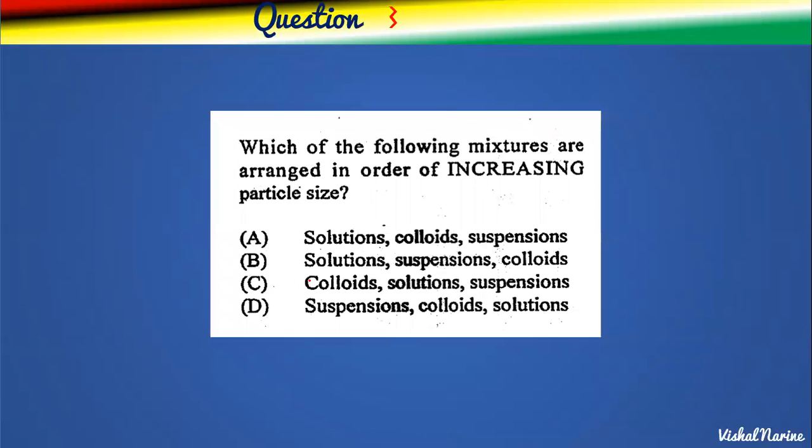Question 3. Which of the following mixtures are arranged in order of increase in particle size? So it means from smallest to largest in terms of particle size. So which one out of the three, solution, suspension, colloids, which one of them is the smallest and which is the largest? So we will know that it is the solution that is the smallest and the suspension particles are the largest, right? Because the suspension particles, if you think about it, will not pass through the filter paper. All right, so then this answer here is C.